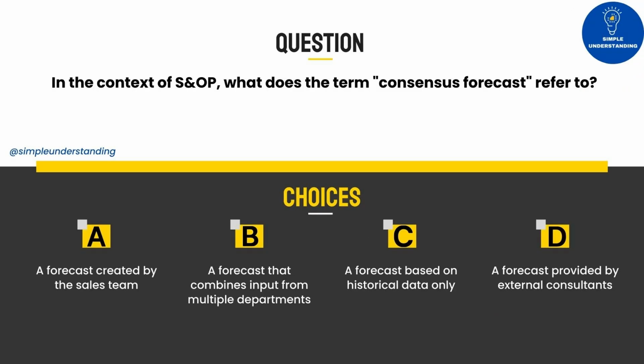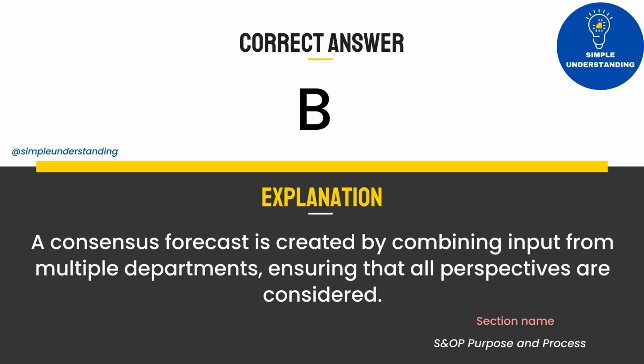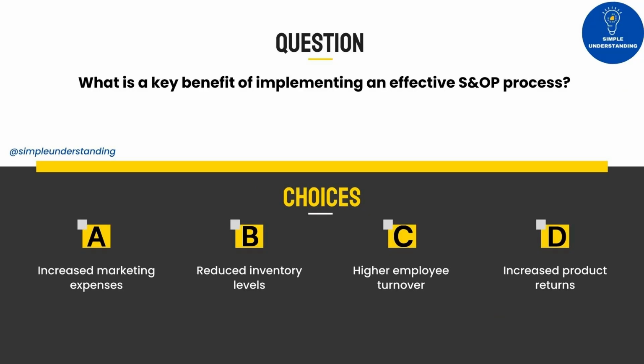3. In the context of S&OP, what does the term consensus forecast refer to? A. A forecast created by the sales team. B. A forecast that combines input from multiple departments. C. A forecast based on historical data only. D. A forecast provided by external consultants. Correct answer: B. Explanation. A consensus forecast is created by combining input from multiple departments, ensuring that all perspectives are considered.